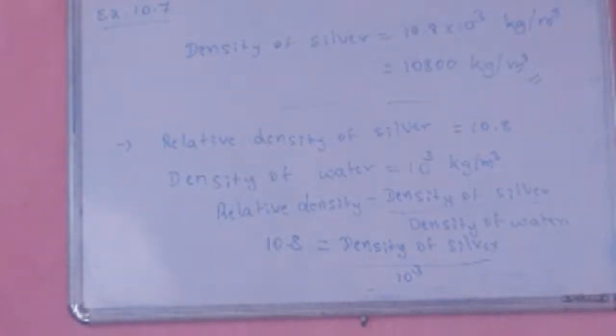So relative density equals density of substance divided by density of water. The SI unit of density of the substance is kg per meter cube, and the density of water also has the SI unit kg per meter cube. Therefore, relative density is a unitless quantity.